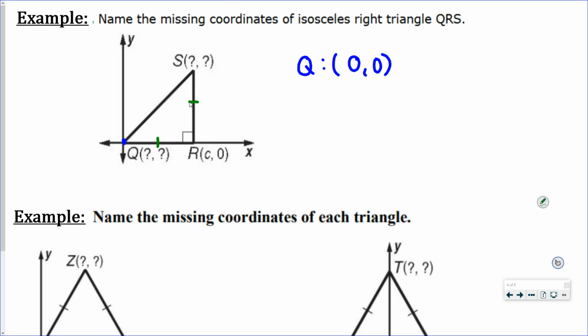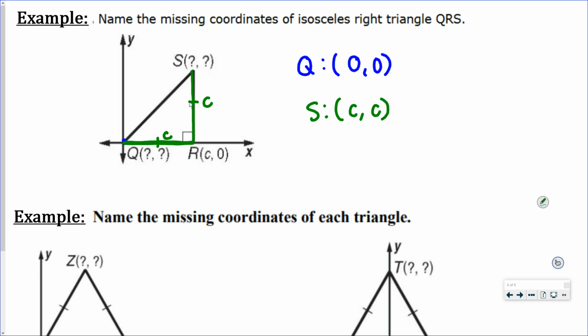R is C, comma 0, meaning this distance is what? C. C, good. And if this is an isosceles triangle and this segment is C, what's this distance going to be? C, also C. So what are the coordinates of S? C, comma C, yep. C, comma C.